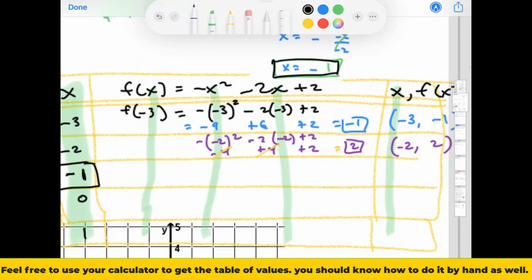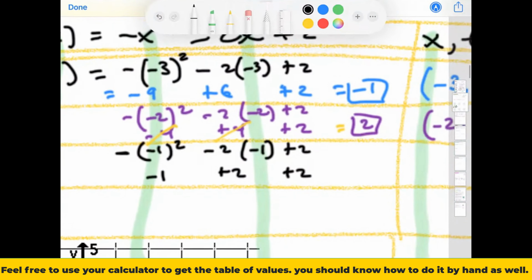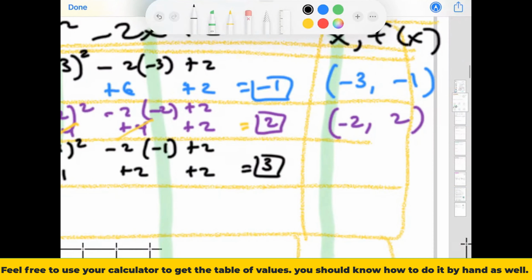All right, let's go ahead and put in negative 1. So I have negative 1 squared is positive 1, so negative 1. Negative 2 times negative 1 is positive 2, so negative 1 plus 2 gives me positive 3. So negative 1, 3.